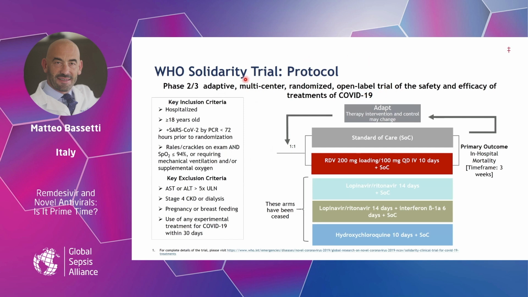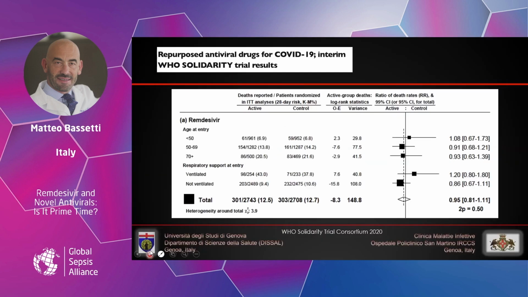Was a phase 2-3 adaptive multicenter randomized open label trial of the safety and efficacy of treatments in COVID-19. Remdesivir, lopinavir, ritonavir, interferon, hydroxychloroquine. Very complicated, but the data were not so encouraging, because looking at the data, they were in the Solidarity published in 2020. There was no impact of Remdesivir in reducing the mortality.